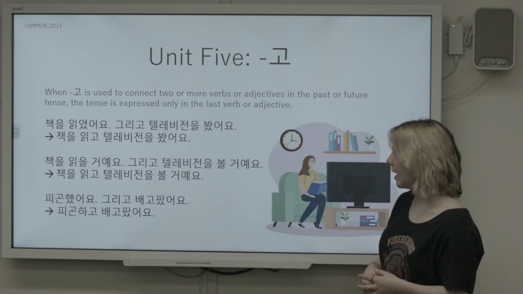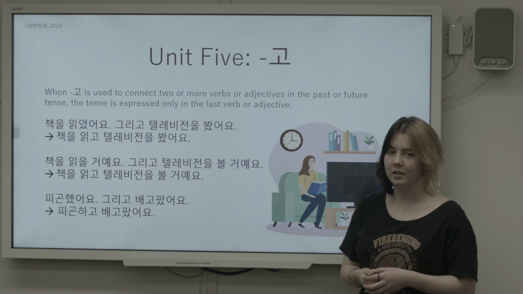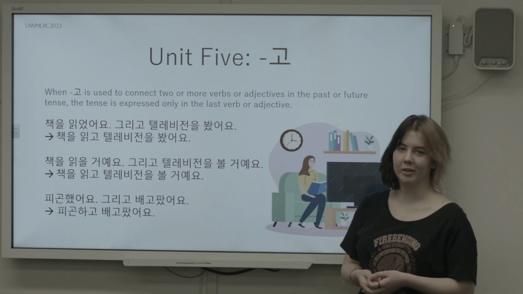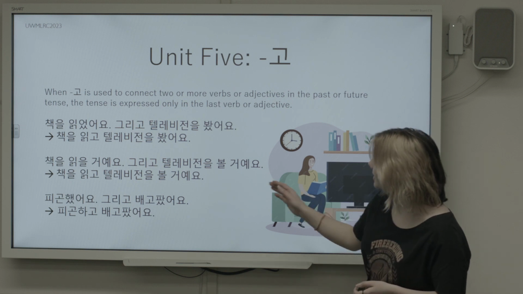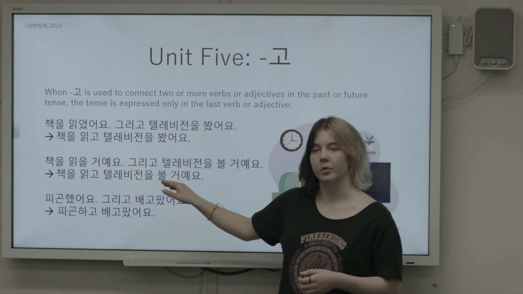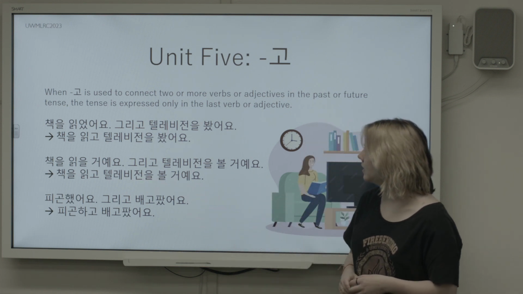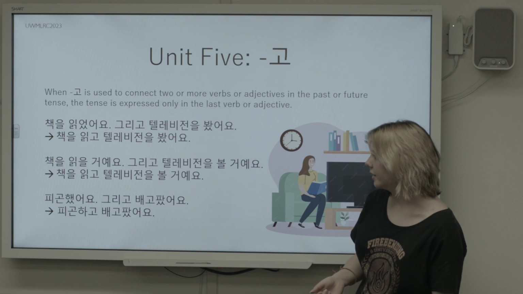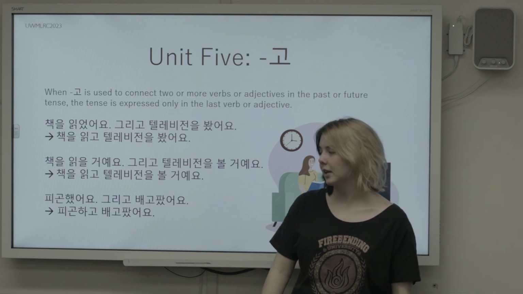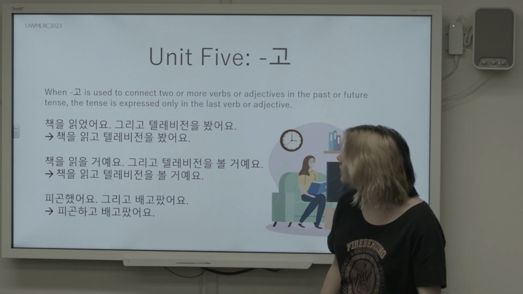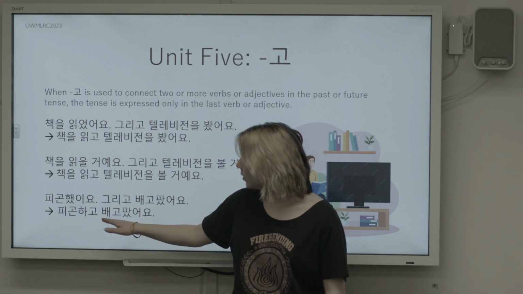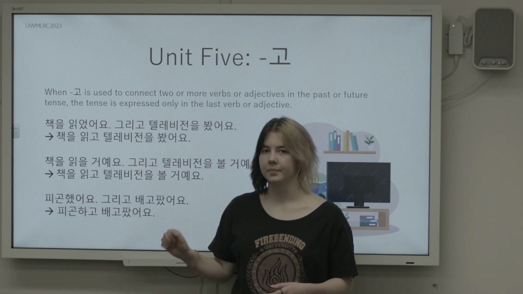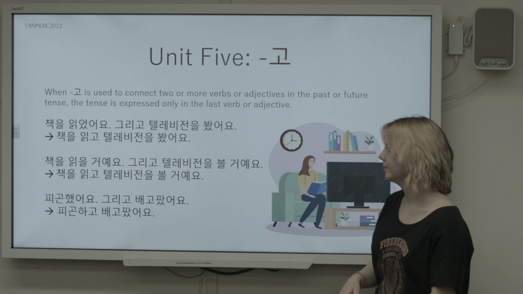책을 읽을 거예요. I will read a book. 그리고 텔레비전을 볼 거예요. 책을 읽고 텔레비전을 볼 거예요. 피곤했어요. I was tired. 그리고 배고팠어요. And I was hungry. 피곤하고 배고팠어요. I was tired and hungry.